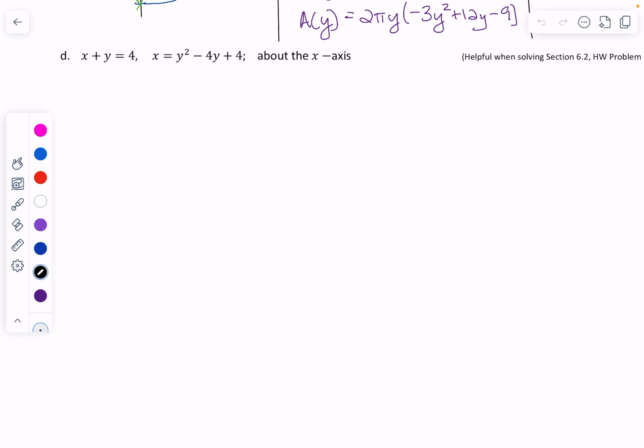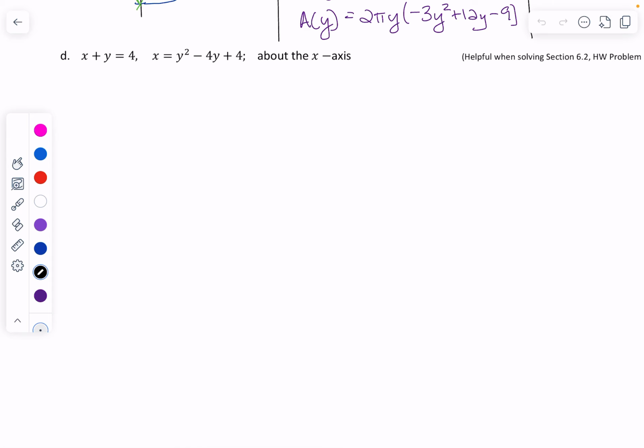Hi there, I wanted to go over a couple of the problems that we skipped. The first one is in the cylindrical shells section, section 6.2. It was under example 1, letter D. So we have x plus y equals 4 and x equals y squared minus 4y plus 4, and I'm rotating around the y-axis. So let's take a look at this one.